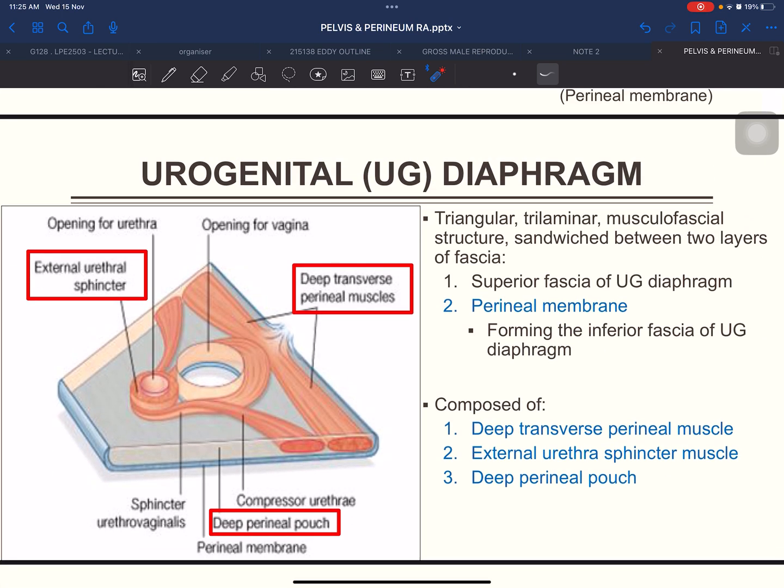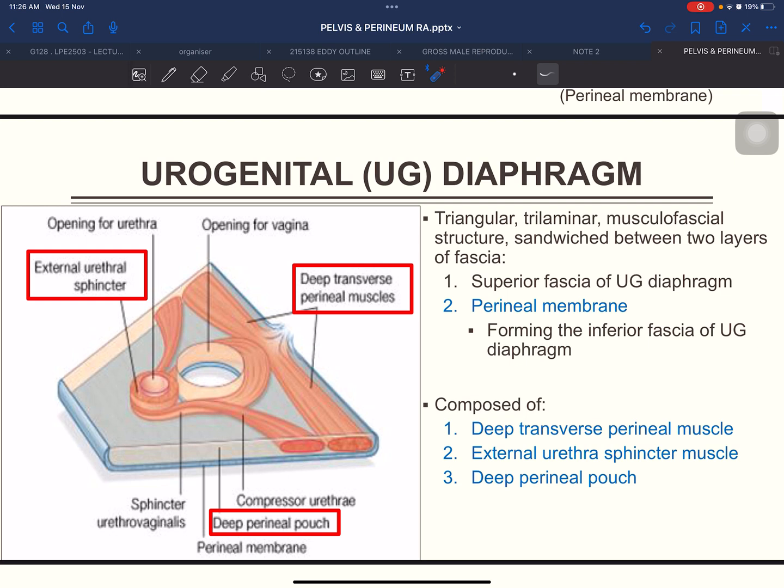Now I will explain the urogenital diaphragm present in the deep perineal pouch. This is the urogenital diaphragm, a triangular, trilaminar, musculofascial structure sandwiched between two layers of fascia, the upper superior fascia and the inferior fascia. The inferior fascia is also called the perineal membrane. The urogenital diaphragm has muscles and a pouch.